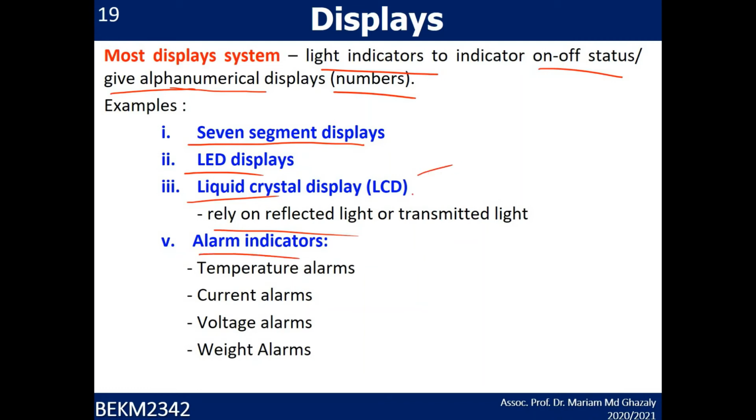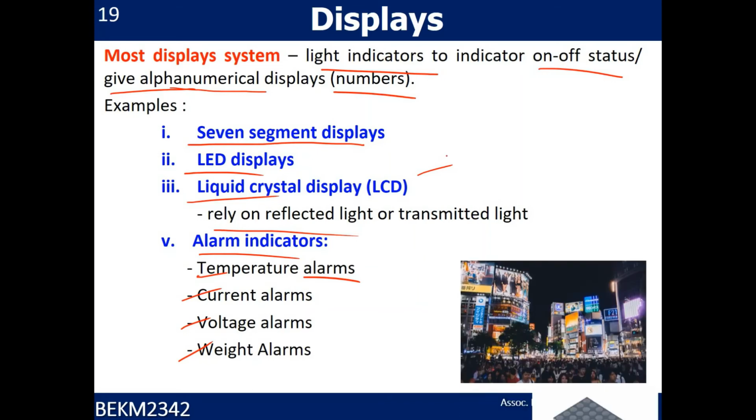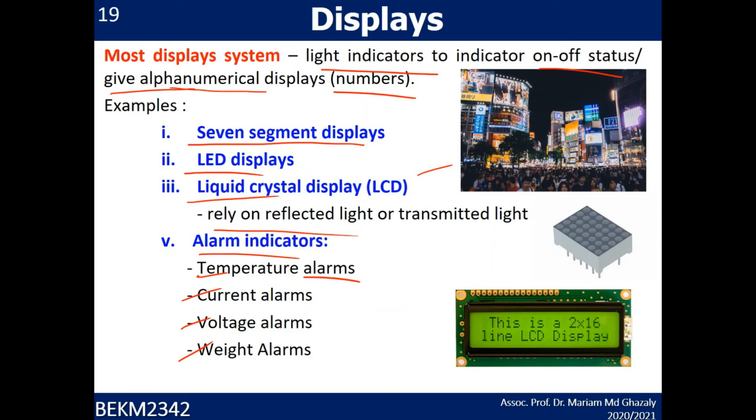And the fourth one is alarm indication. This is the common use of display. For example, if you want a direct warning, you have a temperature alarm, current alarm, voltage alarm, or weight alarm. So these are the things that are actually required together: display and also data presentation. This is an example, like in Tokyo we have lots of LCD displays on buildings, very bright at night. We have the 7-segment display, and also this one is a common type of LCD display.